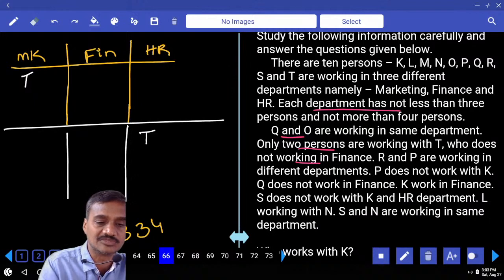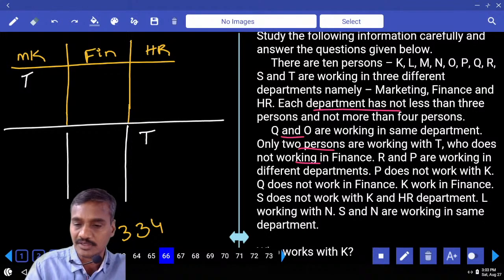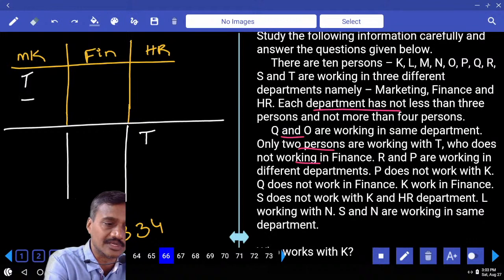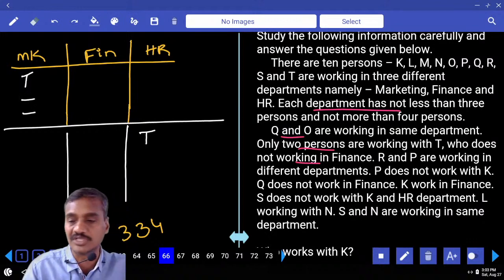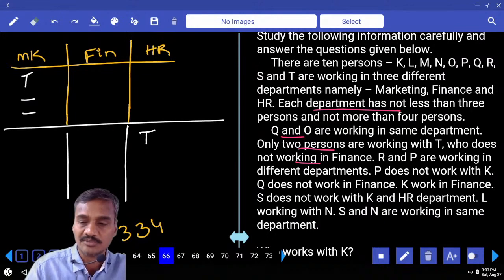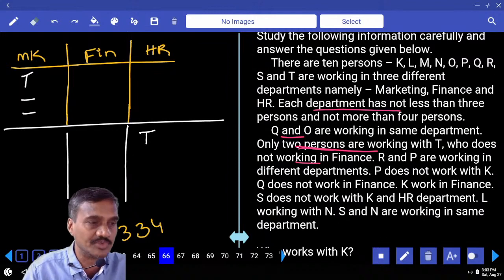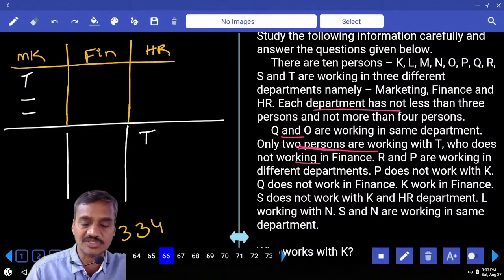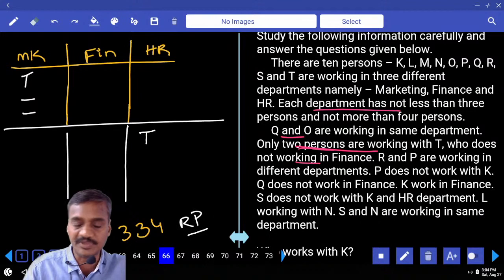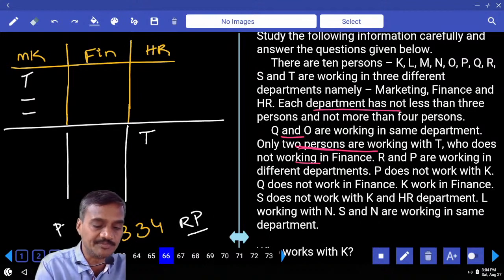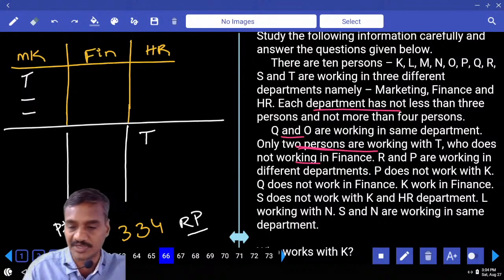T can be here as well. And now the department in which T is working, how many persons are there? There must be exactly 3 persons, because only 2 persons are working with T. Along with T, there are only 2 people, and there are 3 persons in this team. And R and P are working in the same department. And next one, P does not work with K. P and K are not working in the same department.